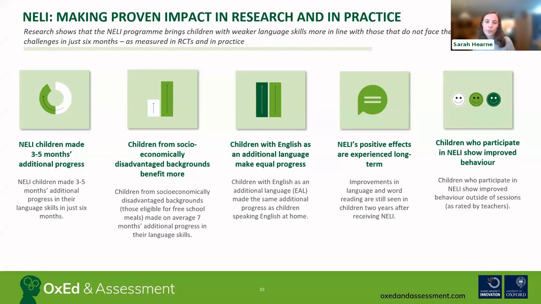All right, so if we look at these findings alongside those from the trials, here is what we know. Children who receive NELI make on average 4 months additional progress in their language skills compared to those who don't. And these effects are the same for children with English as an additional language. And excitingly, children who are eligible to receive free school meals benefit even more. They make an average of 7 months additional progress. And this indicates that NELI is helping to close that learning gap that we unfortunately know often exists between children with social disadvantage and their peers.